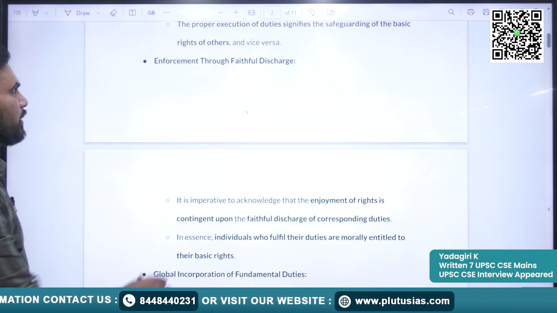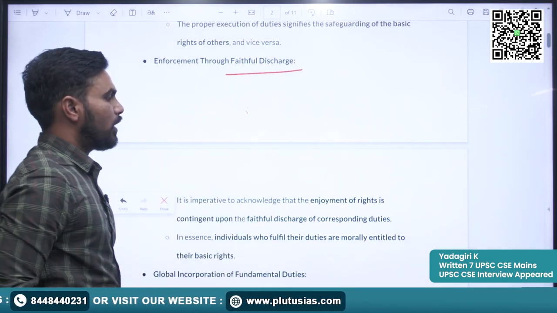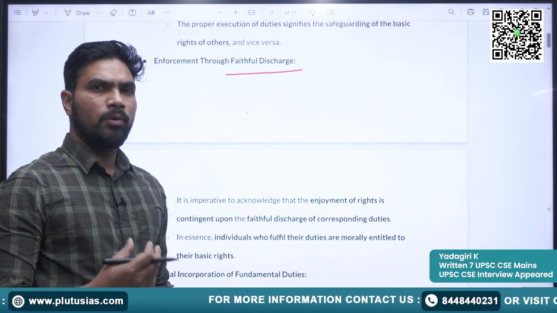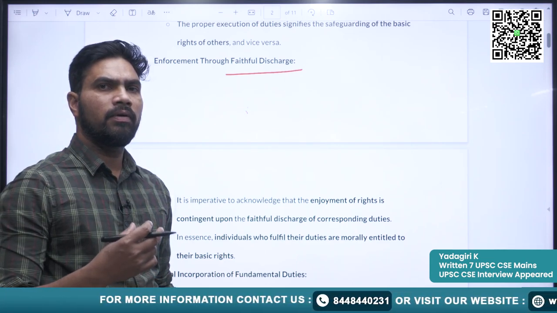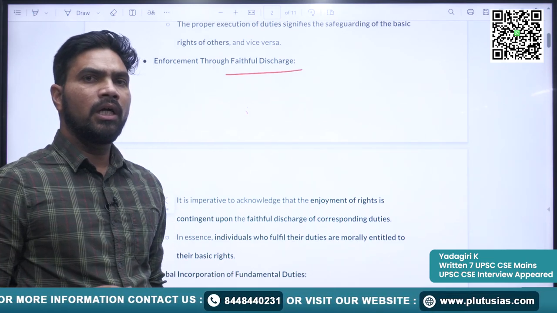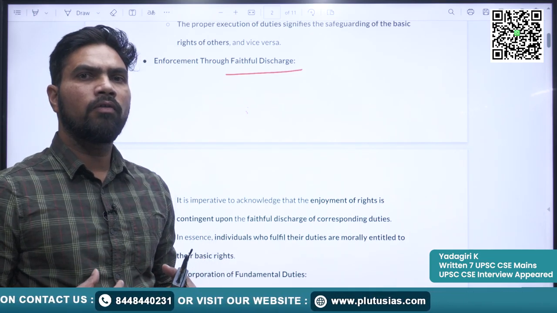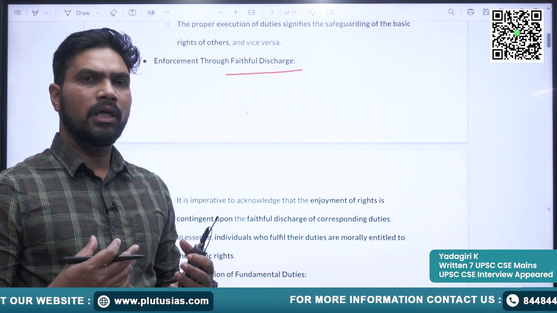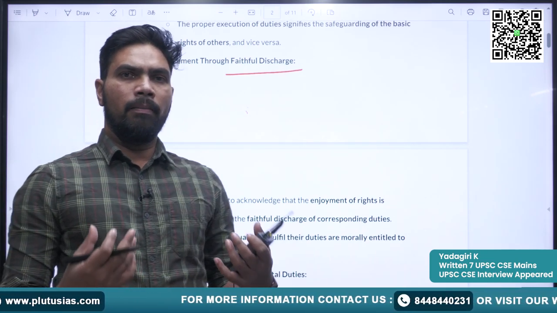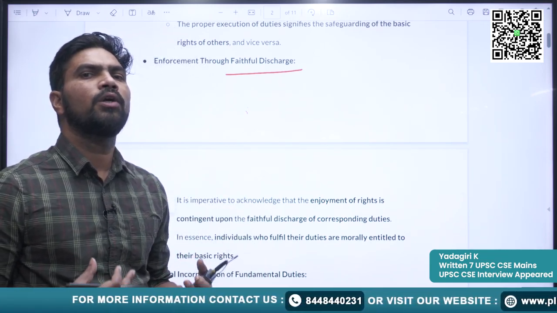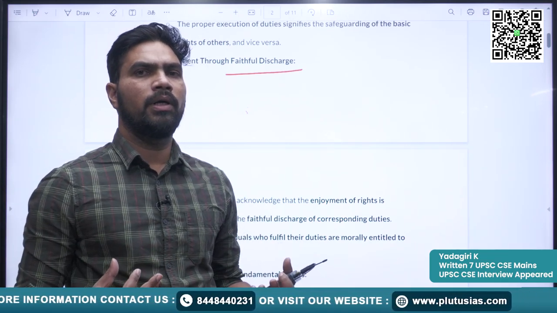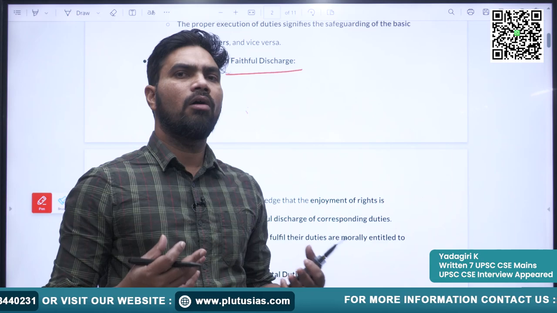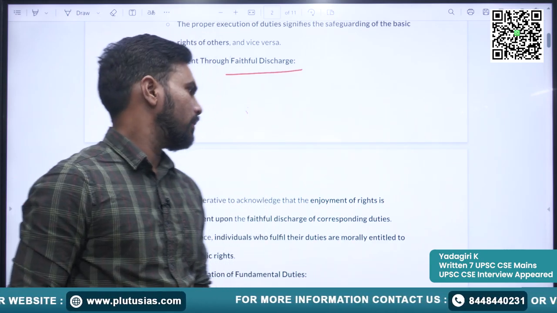Right. Next concept is enforcement through faithful discharge. In our constitution, fundamental duties are provided, but there is no legal backing for these fundamental duties. Which means there is no law. If I am not following a fundamental duty, there is no law that punishes me. So basically the duties have to be performed by my conscience only. I should be willing to perform the fundamental duties. So in this way only the fundamental duties are being implemented or followed or acted upon.